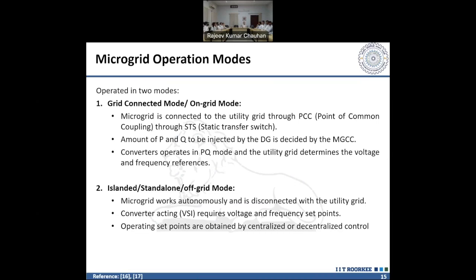We have a very effective, well-developed grid system. So whenever... can you tell me what is the meaning of the frequency control? Anyone?